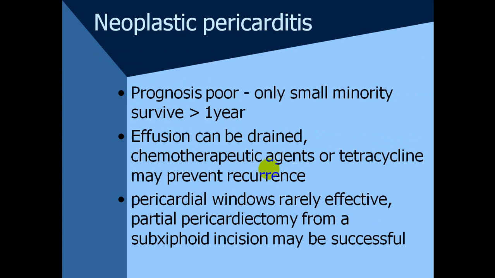Prognosis is poor, and only a small minority live more than 1 year. The effusion can be drained, and a chemotherapeutic agent or tetracycline may prevent recurrence by producing fluorodesis. Pericardial window is rarely effective. Partial pericardiectomy from a subxiphoid incision may be successful in some cases.